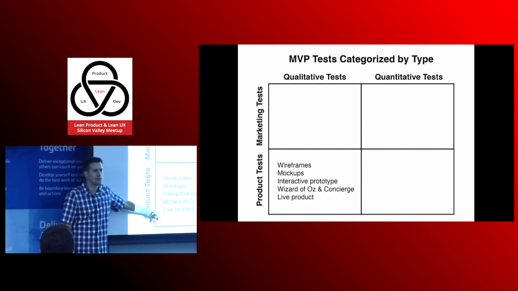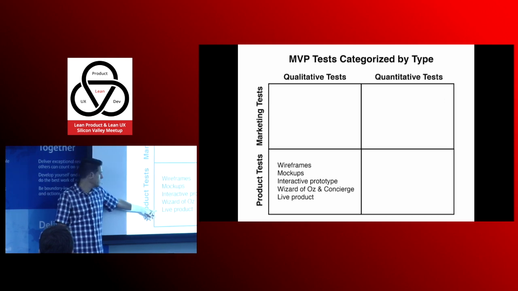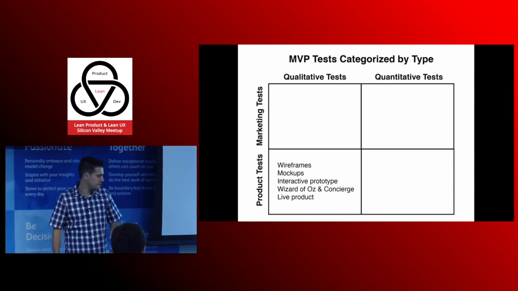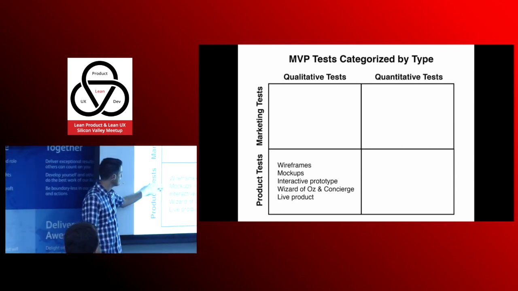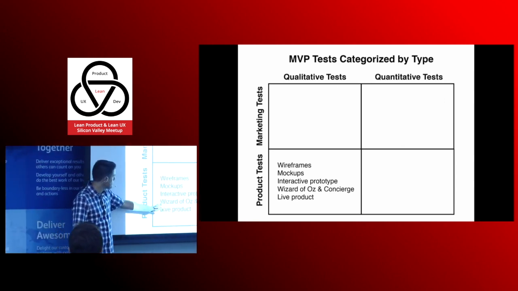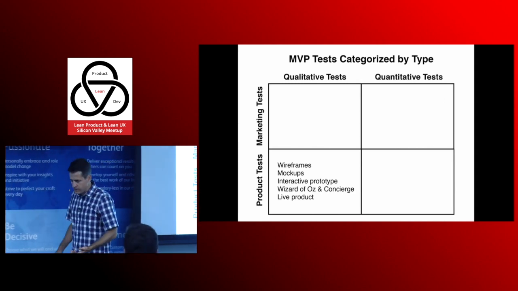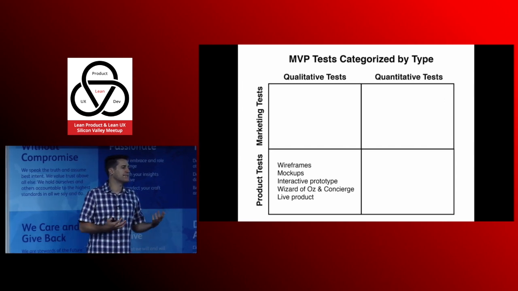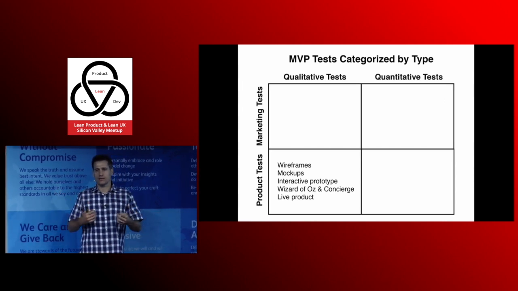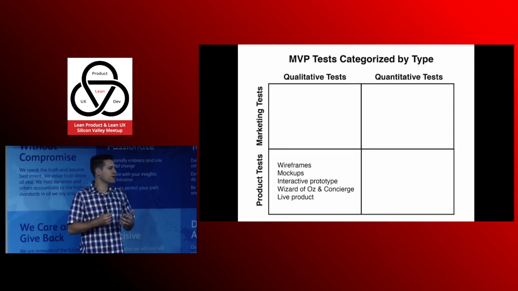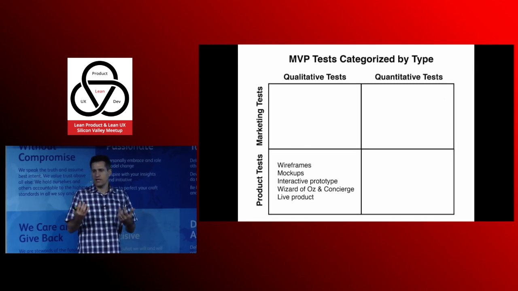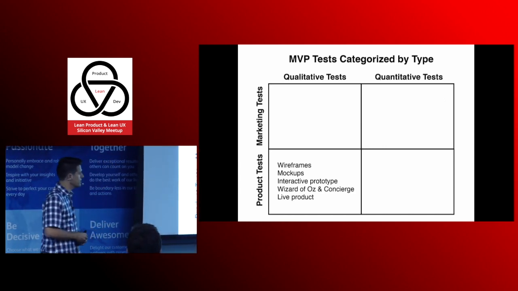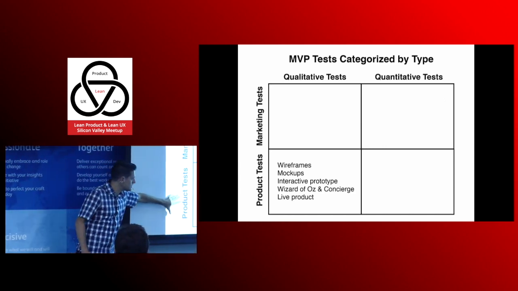Certainly a live product, no one would say that's not an MVP. Most people would also say an interactive prototype is close enough that I'm testing an MVP. Also wireframes and mock-ups. And then there are two types of MVPs you may have heard of, Wizard of Oz and Concierge, where you're manually hacking behind the scenes, like the Wizard of Oz behind the curtain, something that's not automated or scaling. It's manual today, but you're kind of faking it. In the Wizard of Oz, the customer doesn't know. In the Concierge, they do know basically what's going on. So everyone can agree these are product tests.